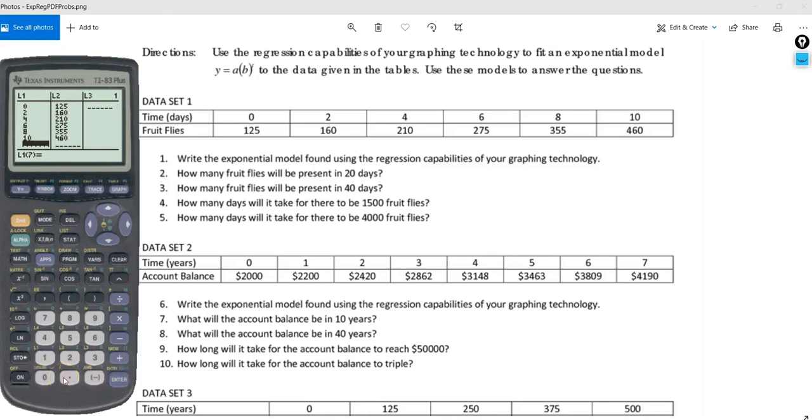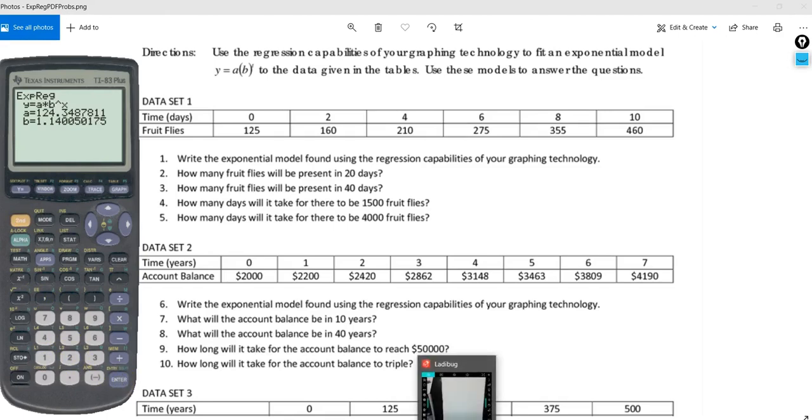Okay. Now that I've done all of that, I'm going to get my calculator to use exponential regression to give me an exponential model. So I'm going to scroll over to Calc, and I'm going to keep scrolling down until I find exponential regression. There it is. And I'm going to tell it, I used list 1 for the x values, the second 1, comma, and I used list 2 for the y values, second 2.